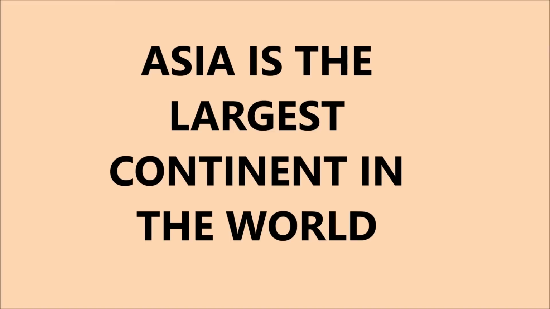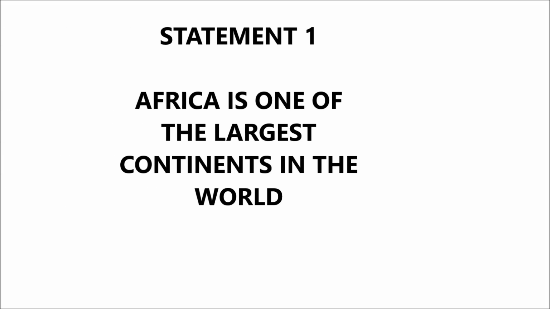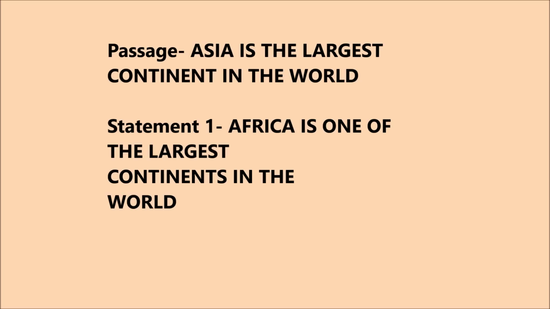If the passage says Asia is the largest continent in the world, and the first statement is Africa is one of the larger continents in the world. So here the passage says that Asia is the largest continent in the world. The statement says Africa is one of the larger continents in the world. Now, clearly, we'll see that the statement is talking about Africa. You and I both know that Africa is the second largest continent in the world. However, we will leave our general knowledge and all the information we have behind, and we will refer only to the passage. Does the passage talk about Africa or not?